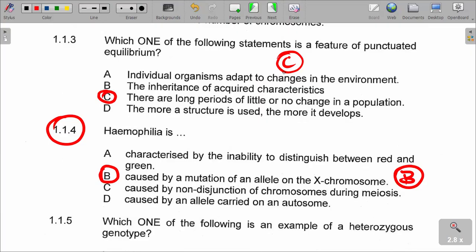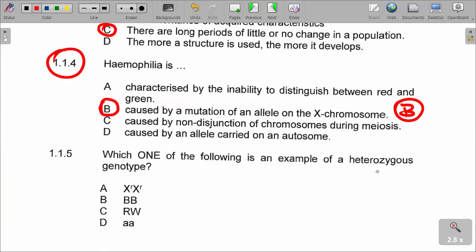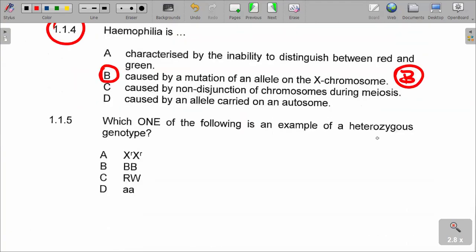It is actually caused by a mutation of an allele on an X chromosome. And then non-disjunction of chromosomes in meiosis actually causes Down syndrome. That is one thing that we can talk about in regard to that. So the answer is B.